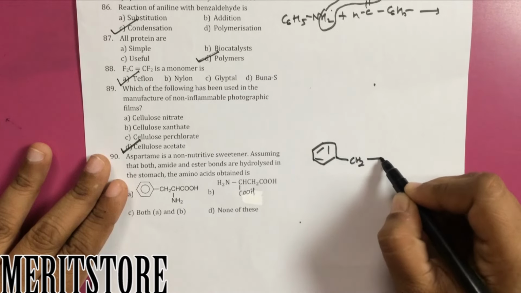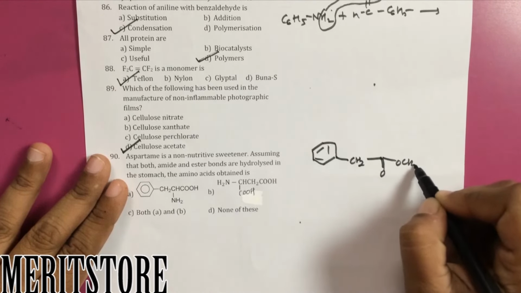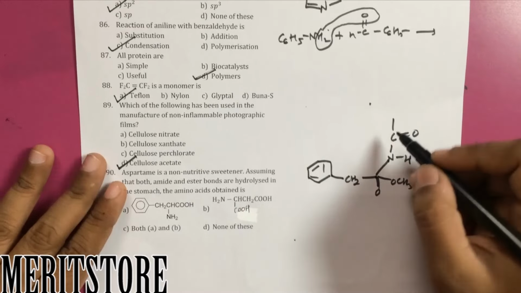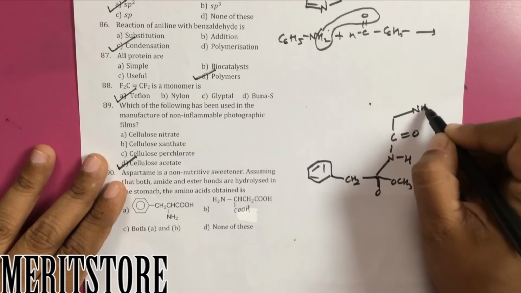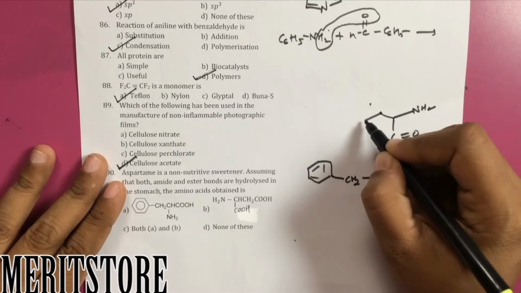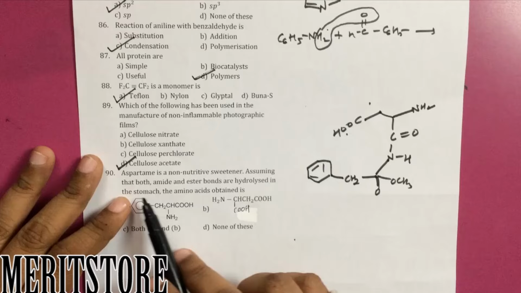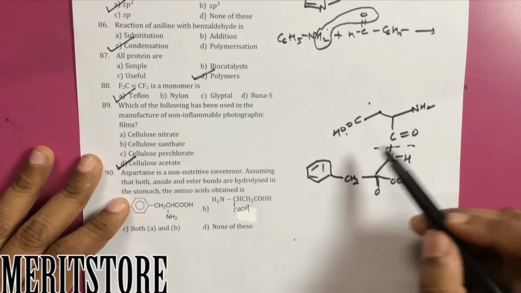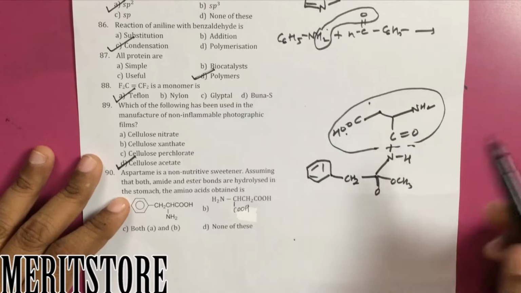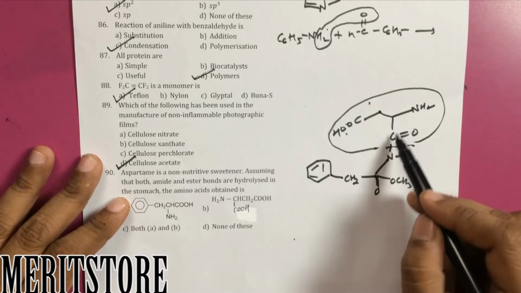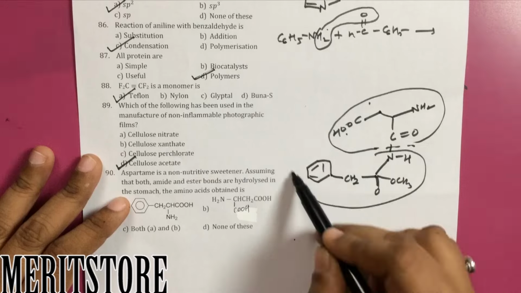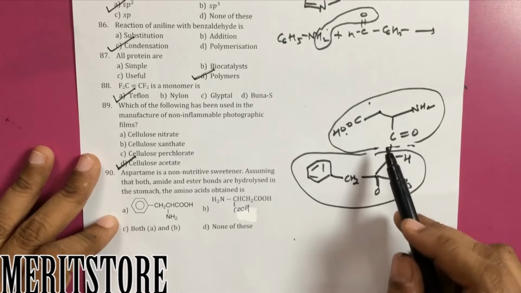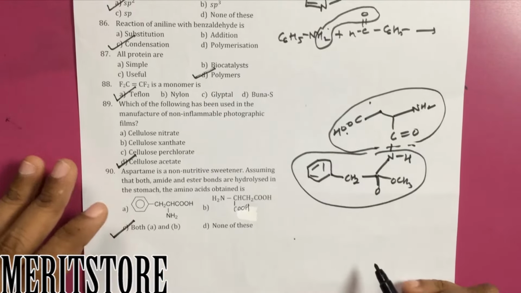Aspartame has the structure of a benzene ring attached to CH2, then C double bond O, OCH3, then further attached to NH, then C double bond O, with NH2, then CH2, and a COOH group. They are saying, assume both amide and ester bonds are hydrolyzed. So when this amide is hydrolyzed, one of the molecules will be the acid, like option B. And if this is hydrolyzed, this will become NH2 and this particular part is again going to become COOH, so it is like option A. So both options A and B are obtained in this case, therefore option C.